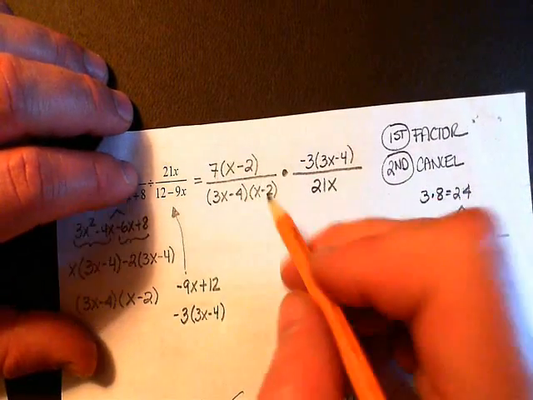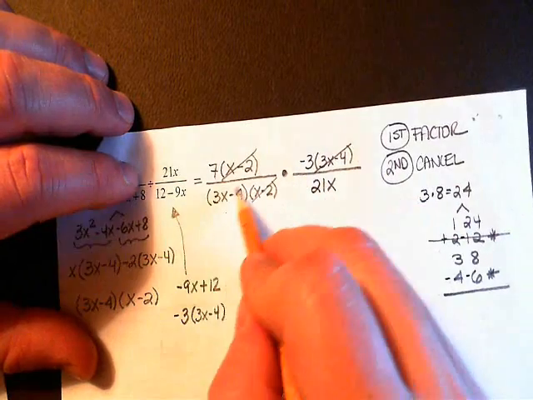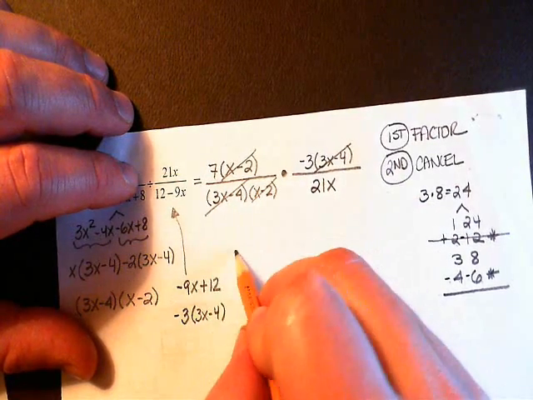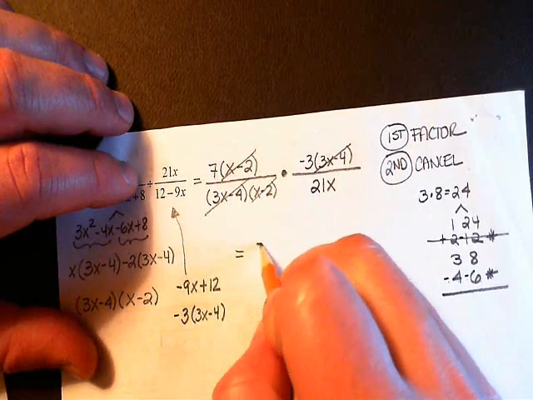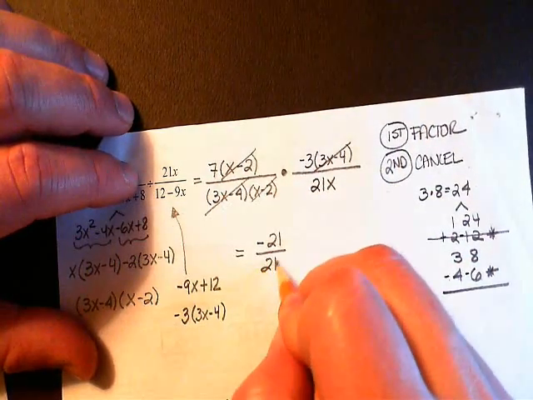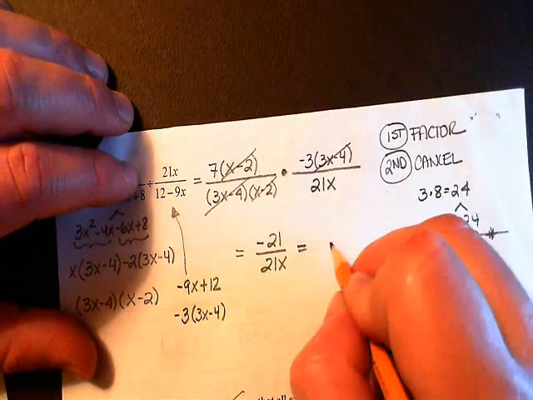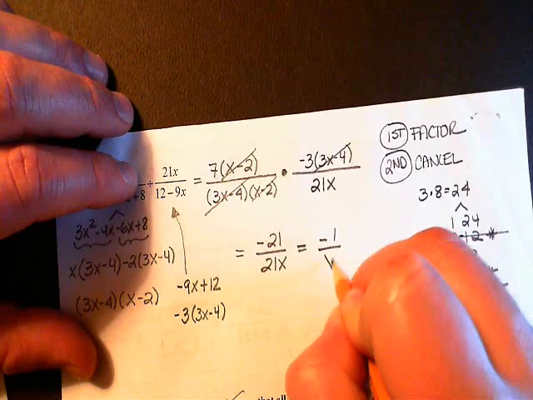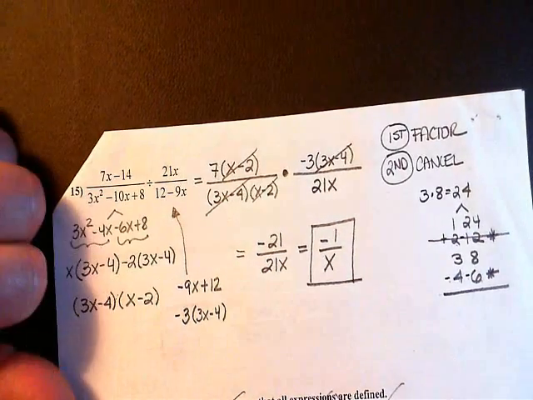When I went to cancel, I noticed x minus 2 cancels. The 3x minus 4 cancels. And basically what you can do is 7 times 3 is negative 21. And on the bottom I have 21x. And I now notice that I can reduce top and bottom by 21, so this becomes negative 1 over x. And that is our final answer.